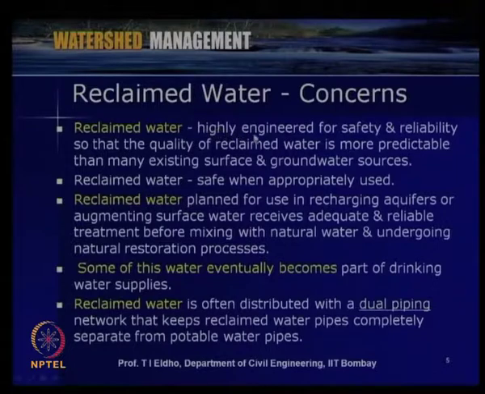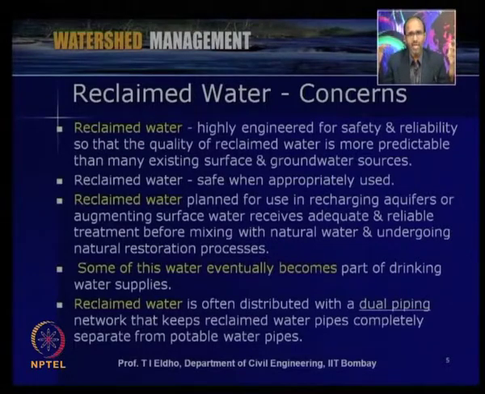Reclaimed water is highly engineered for safety and reliability, so the quality of reclaimed water is more predictable than many existing surface and groundwater sources. The water recycling or water reclamation process is a systematic process through which we send the wastewater through various stages, and then we can predict what the quality of the reclaimed water will be which we reuse for various purposes. So, this reclaimed water is highly engineered water. That may sometimes be more pure than the natural water available from existing surface sources or groundwater sources.